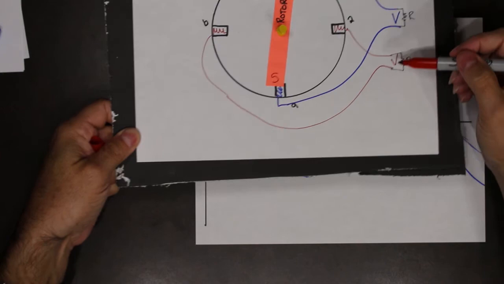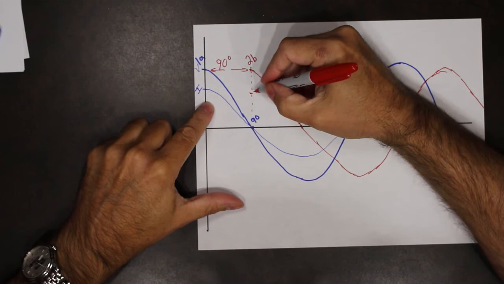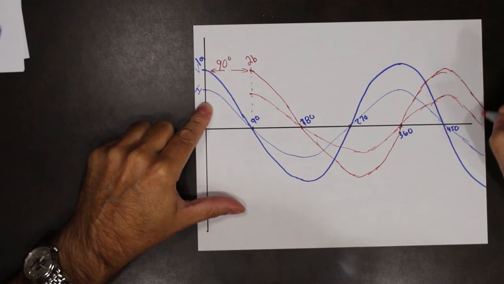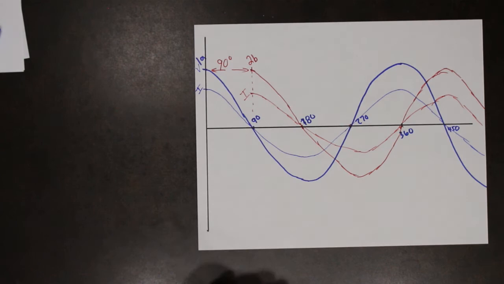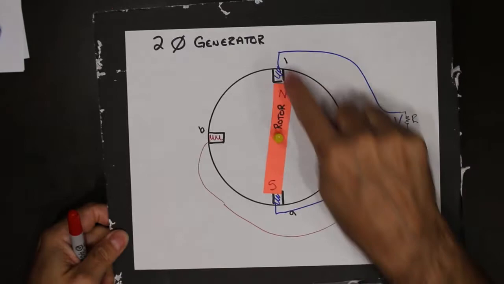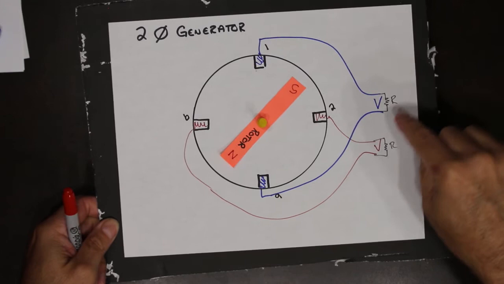So let me just get a smaller marker. Here we go. So basically, we are in phase with the voltage. And this becomes the current for 2B. So again, the current and the voltages are in phase for each set of windings. So we have two completely separate sets of windings affected by the same magnet, creating voltage potential in each. When we close the circuit, we now have current in each.